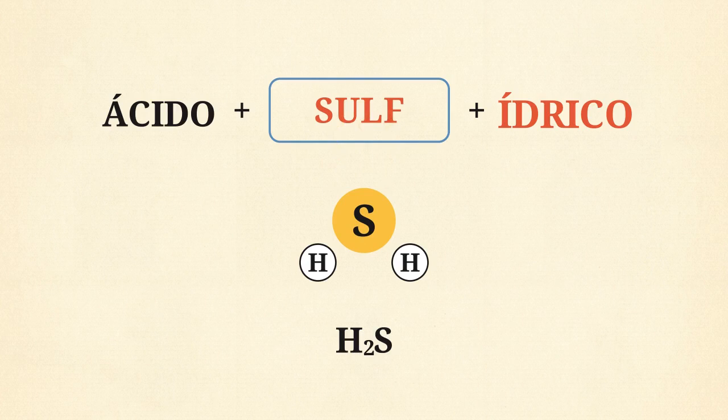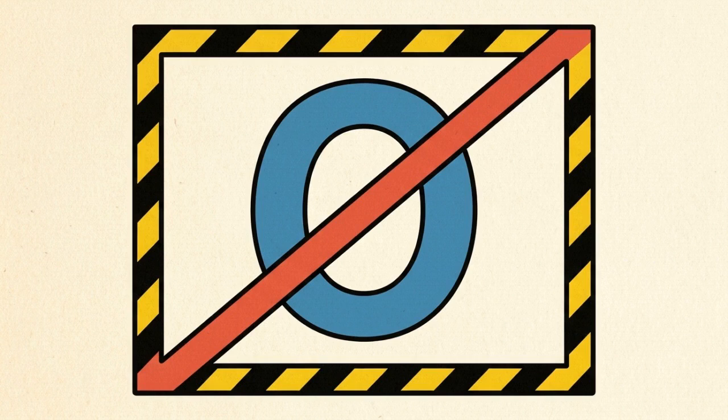Use sulfur, we build ácido sulfídrico. If you've smelled rotten eggs, you know this chemical. The sound hídrico is a guarantee. The moment you hear it, you know there is no oxygen inside that molecule.